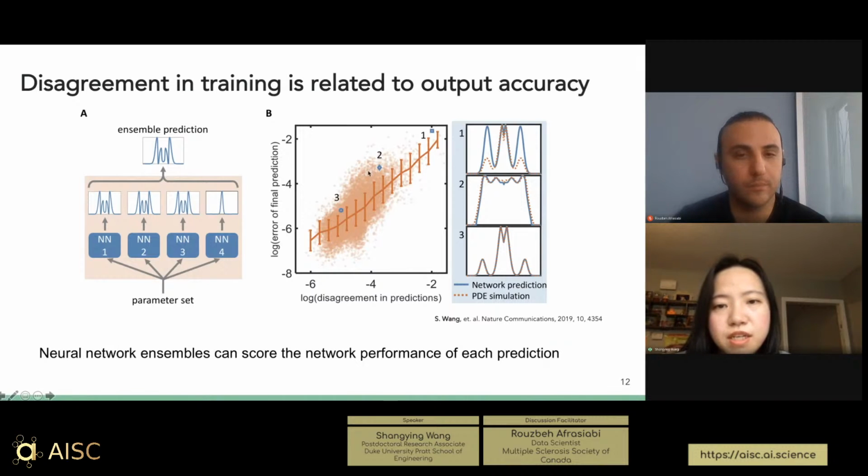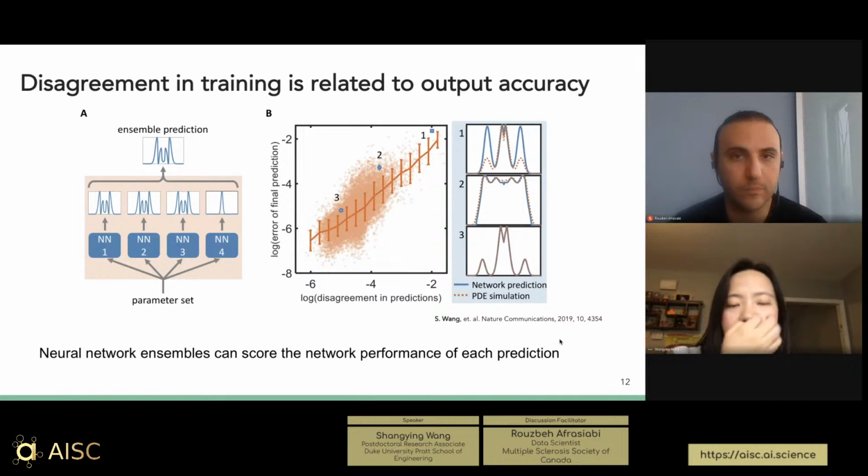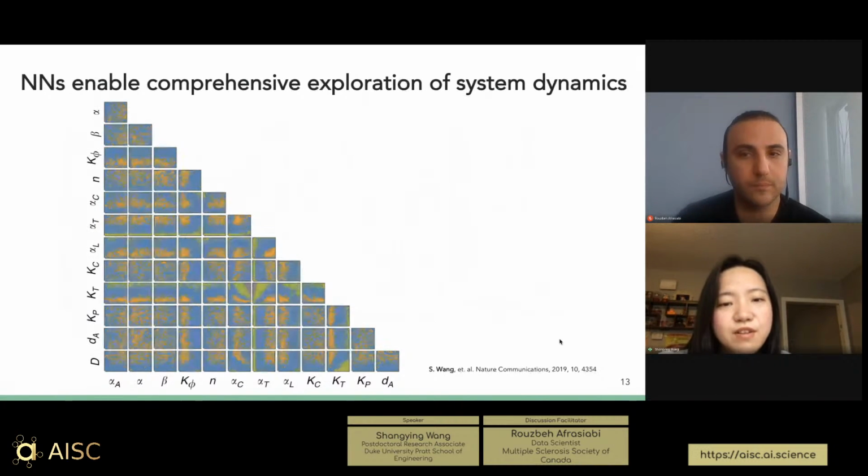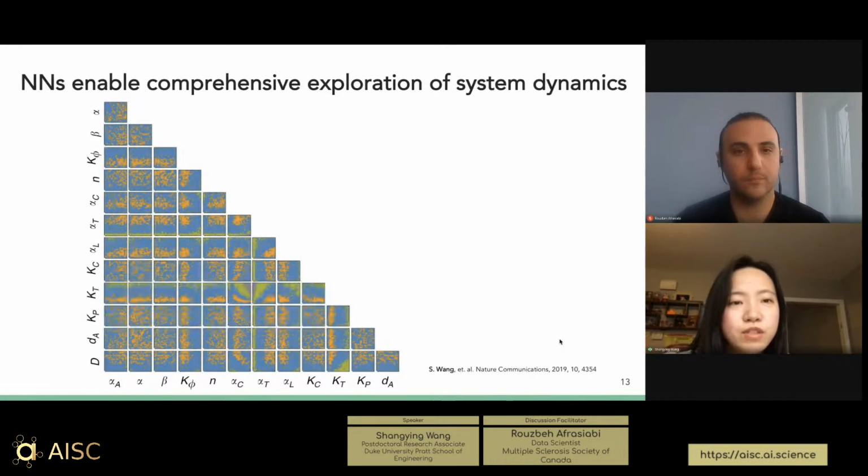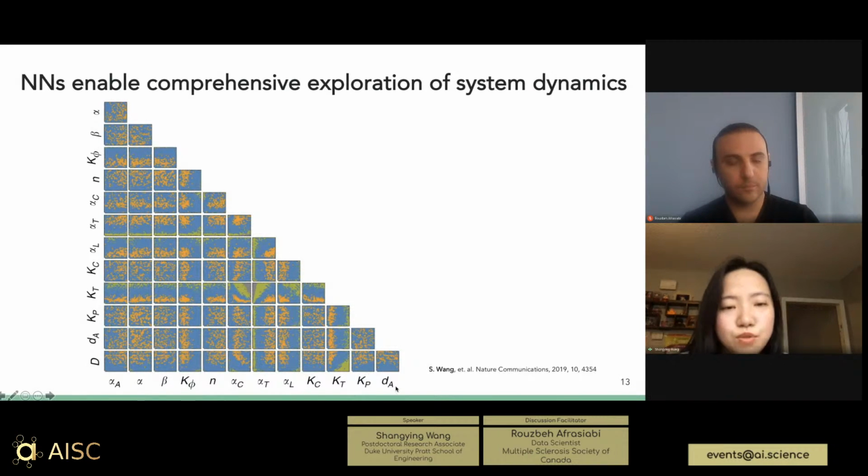So these are 3 examples. Based on this framework, now for each prediction, we not only can predict the curves, we can also predict the confidence score of the neural network performance. Using that framework, then we'll do the real work. We screen through all the parameter space. These are all the parameters that the model has. Then we screen through all the parameter space to see under what condition, like how each of these is distributed.